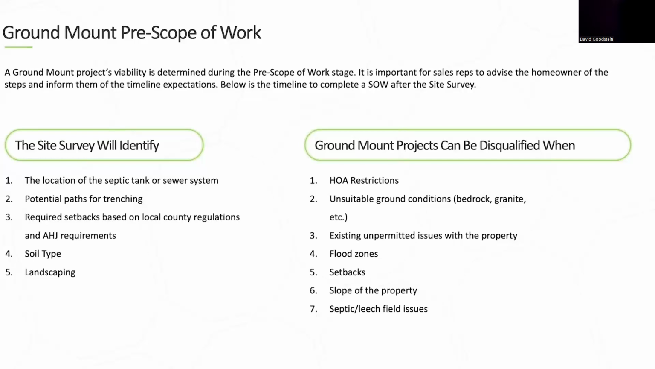So here are some of the most common things that will disqualify a ground mount project. Number 1 being HOA restrictions. The neighborhood may just not allow them. Unsuitable ground conditions. It may not be supported by the soil type or landscaping. Existing unpermitted issues with the property. Sometimes a permit will get pulled, or there'll be things that have been unsatisfied. It could be in a flood zone. There's a possibility that the setbacks aren't appropriate, or the slope of the property.